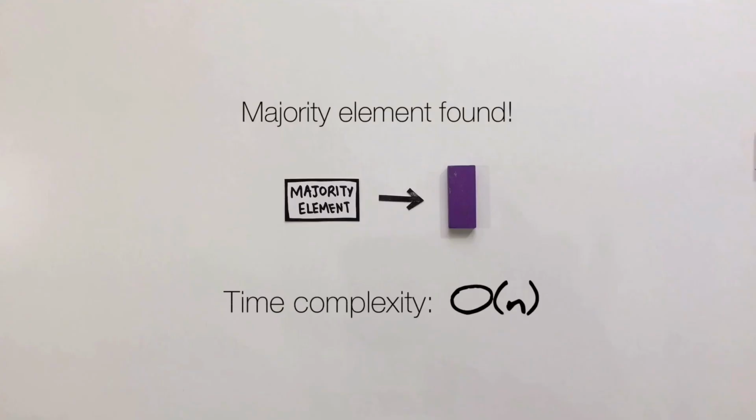The complexity of this algorithm is O of n, since there are two independent for loops.